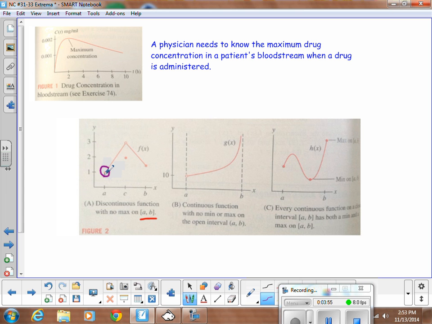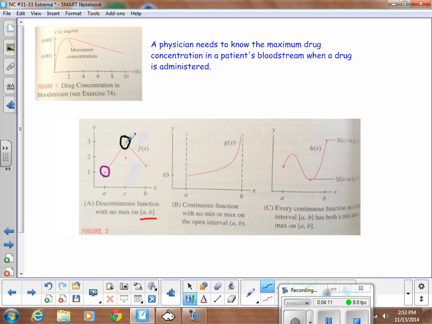But an absolute max, well, some of you will say, well, it's over here. This is the highest point on the graph. Yes, it is, but what happens there is an open circle. So let's go back and think of this as a limit. It's trying to approach that value, but it's never going to get there.